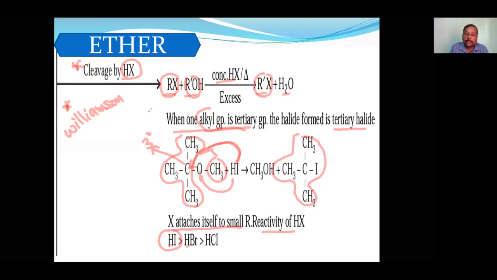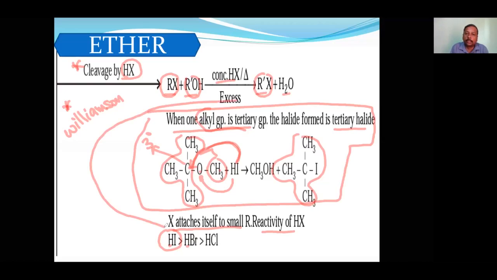So in this example, this is the additional rule. Other than this, X attaches to the smallest group, whereas here between R and R', X attaches itself to the smaller one, and the hydrogen will attach to the R'. Okay, so this is about the cleavage by HX. We will do some questions according to this.